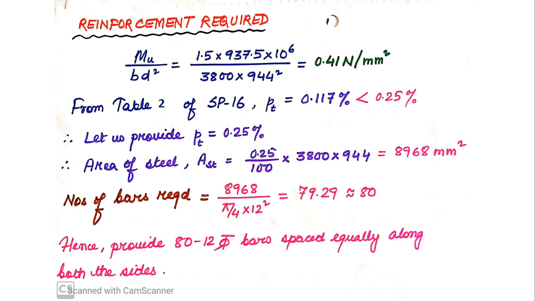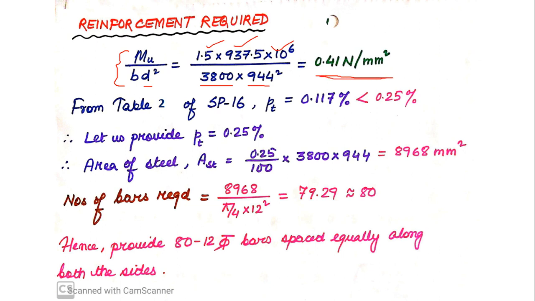Now you know, for SP16 we need to know the value of Mu by bd square, where Mu is the ultimate bending moment. At the top I have calculated the ultimate bending moment, and at the bottom I have got b into d square. So b is the width, that is 3800, and d is the effective depth, which is 944. So I get the value as 0.4 Newton per mm square.